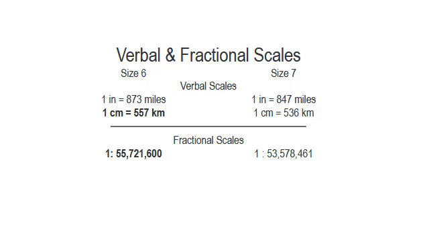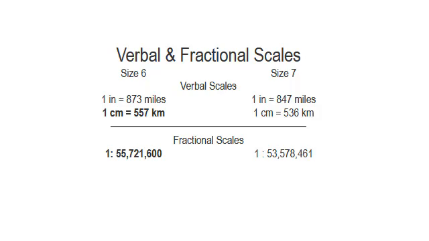You will also see fractional scales printed on globes and maps. For example, the ratio of 1 to 55,721,600 means that whatever number of units of distance that you measure on your globe or map is 55,721,600 times larger on the actual Earth. This is called a fractional scale.